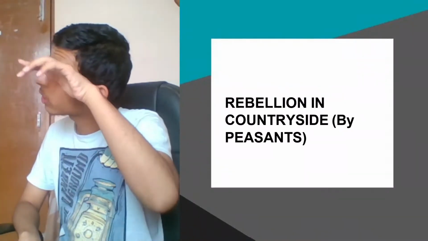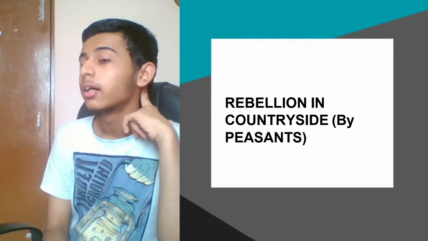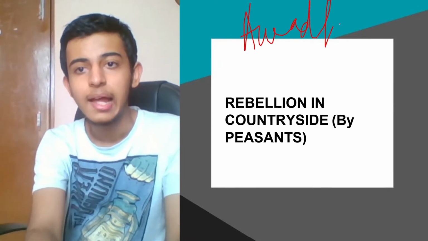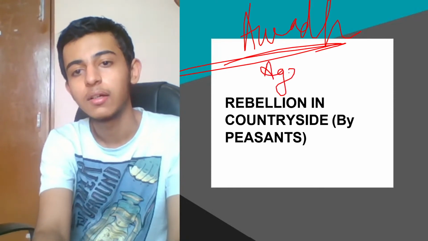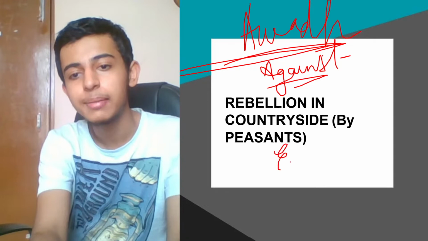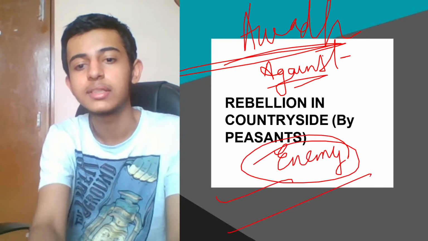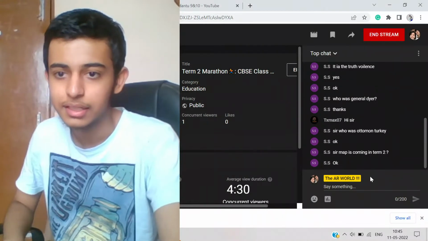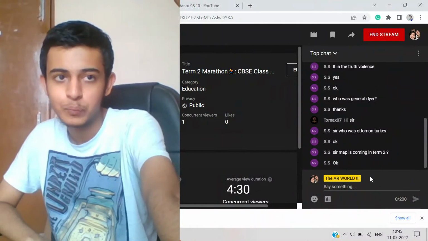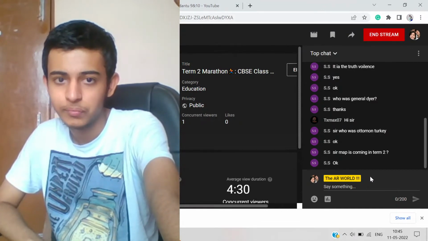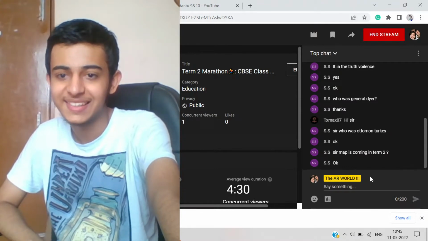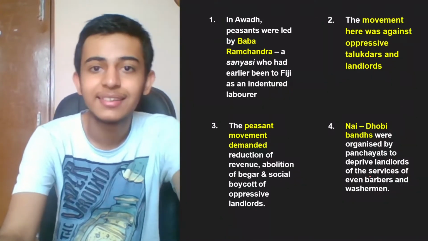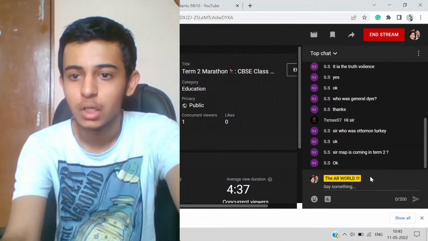Okay. Talking about the rebellion in the countryside by the peasants. This is the peasant movement in Awadh. Can somebody tell me what the movement was against? I'm trying to ask you who was the enemy of the peasants. Anybody? Let me know in the chat box. Now it's your turn to answer.